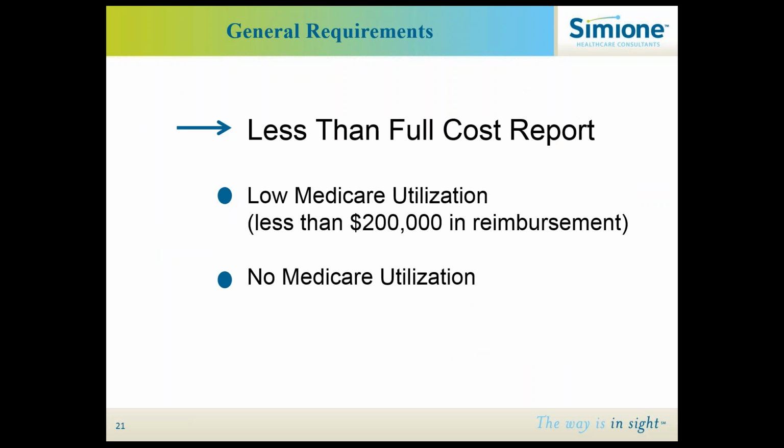Now, if you do less than $200,000 in Medicare, you could file a low Medicare utilization cost report, also called the short form. It's a little simpler, easier to do, cheaper to do. But that $200,000 is locked in gold, iron, whatever you want to call it, and it's based on your Medicare payments received for services that were provided during the fiscal period. It doesn't matter when the payment was received if it relates to that period.